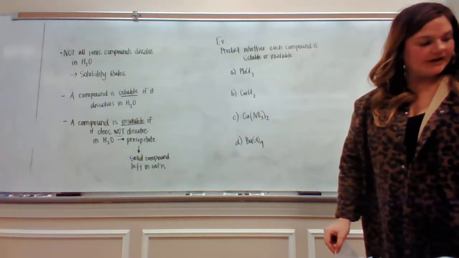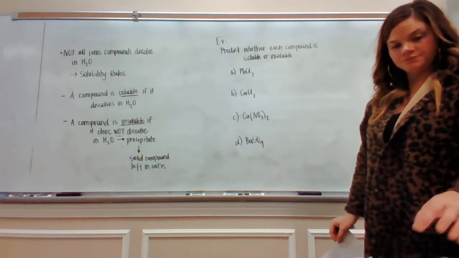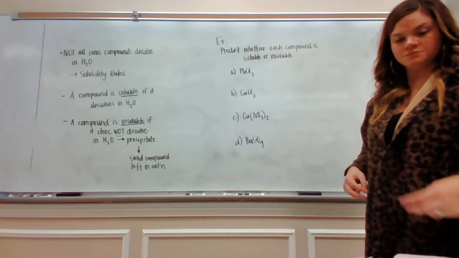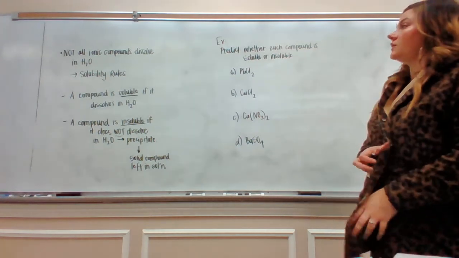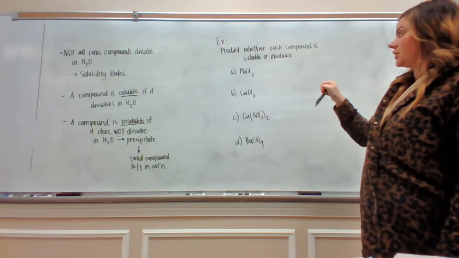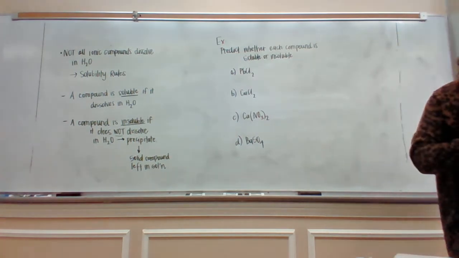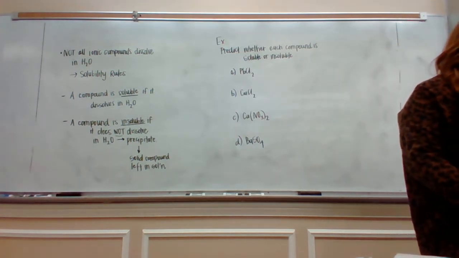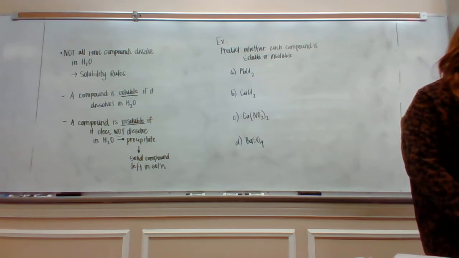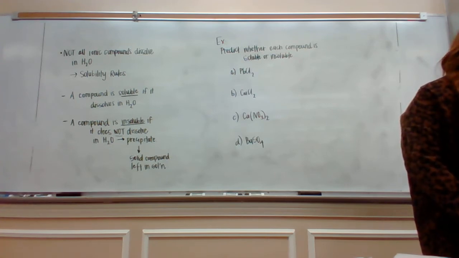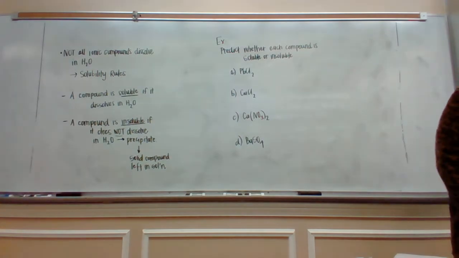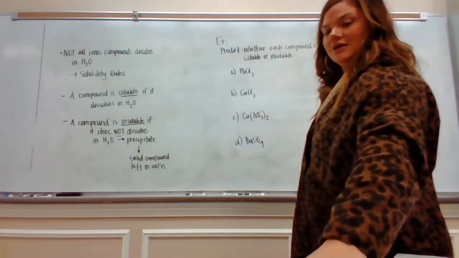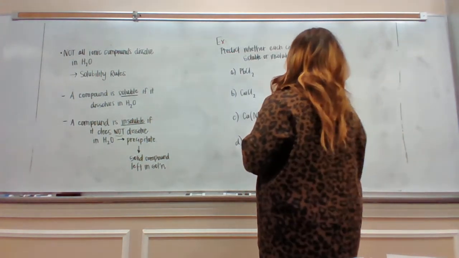Right, so using that table, let's predict whether they're soluble or insoluble. Lead chloride. If you look at the top of that table, chlorine, bromine, and iodine are generally soluble, except when they are paired with silver, mercury, or lead. So this is insoluble.